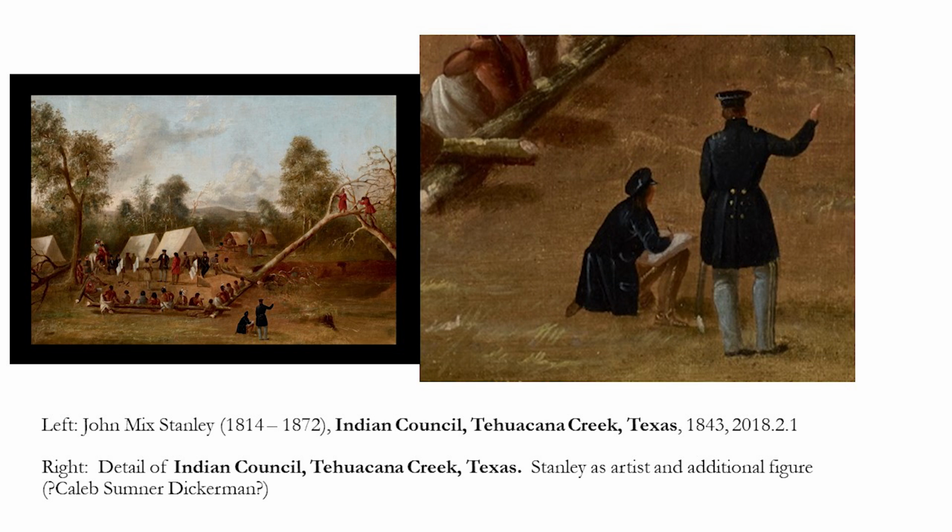And we'll start with the artist himself, John Mix Stanley. I have a detail on the right that shows what we believe is a self-portrait of Stanley, drawing as he looks on a scene of an Indian standing on a blasted tree. Next to him is another man in very similar clothing. And I believe that this is likely his business partner, a man named Caleb Sumner Dickerman, who assisted Stanley in his art endeavors.